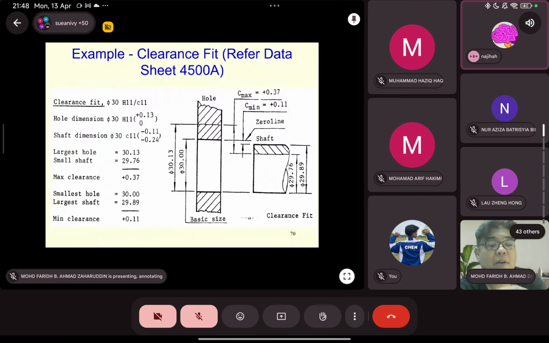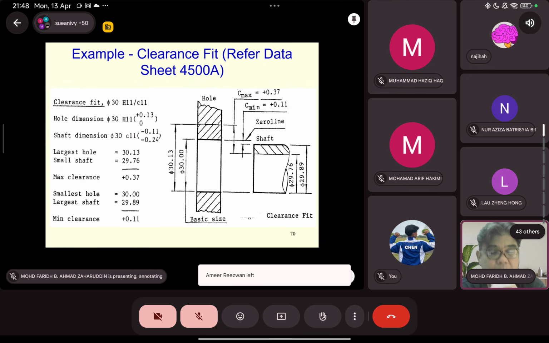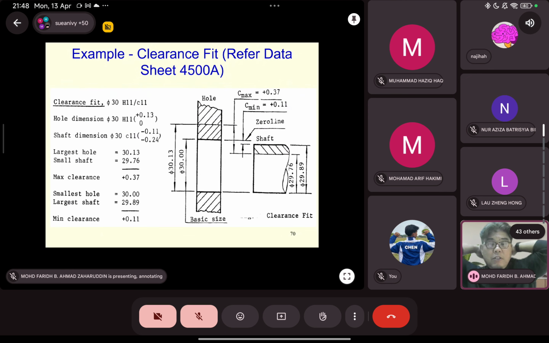Yes, doctor. Okay, what is the answer for tolerance for shaft? Apa tolerance untuk shaft, apa dia? 0.13 juga. Yes, 0.13. So 0.240, you minus 0.110, correct? Betul ke? Betul-betul. Okay, thank you. So dapat full marks.